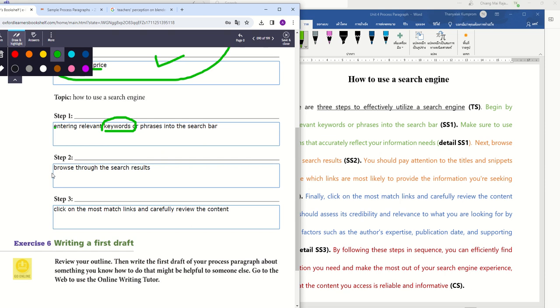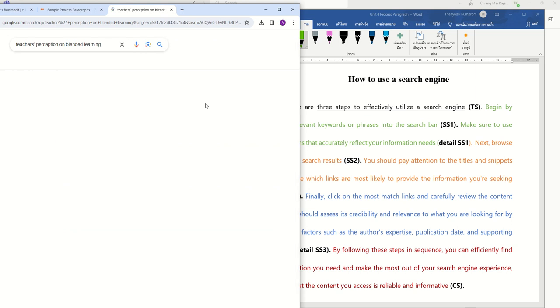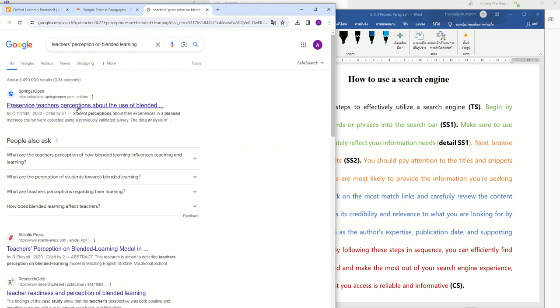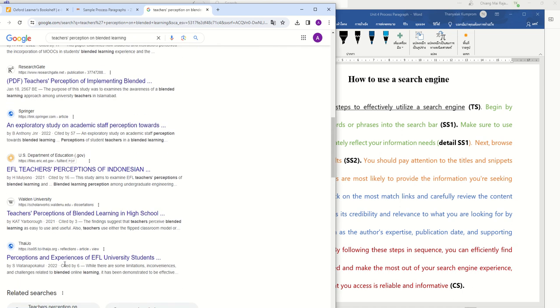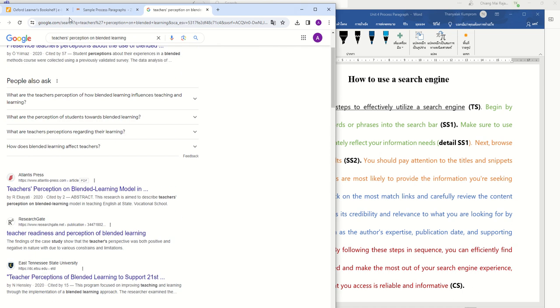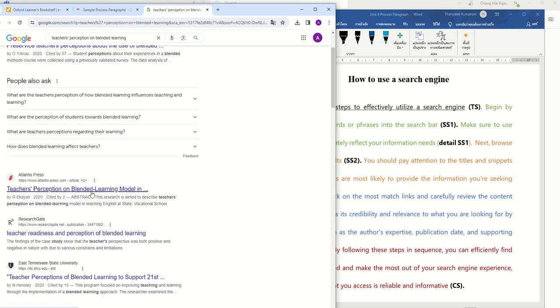Next one, browse through the search result. So once we go right here, enter, and the result comes up, right? Lots of results. So you need to choose. Browse through the search result, and then choose the appropriate one, the one that you think is what you like, what you want. Okay.